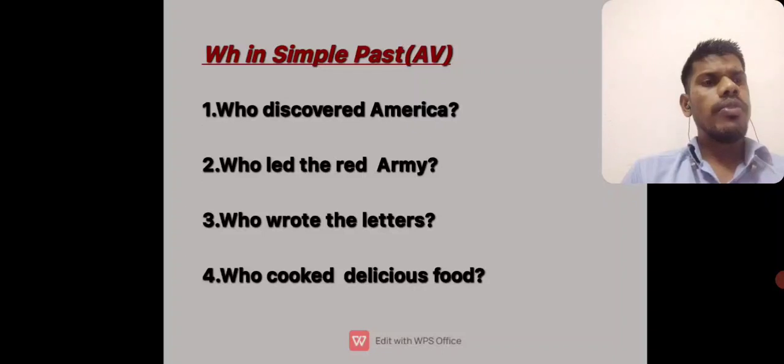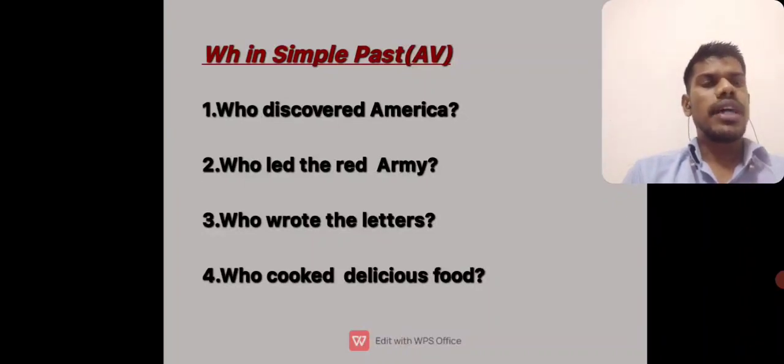Now we will see how to frame simple past WH questions. We know that there are two types of questions we have already seen: yes or no questions using auxiliary form, and WH questions like what's your name, where are you, where did you go, what do you want, etc. I have given four sentences as examples for WH in simple past alone.